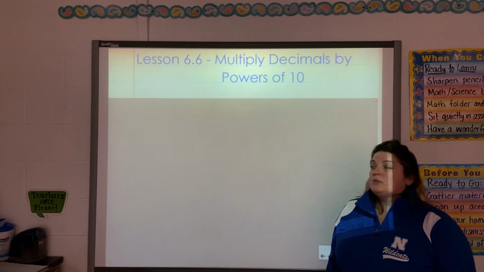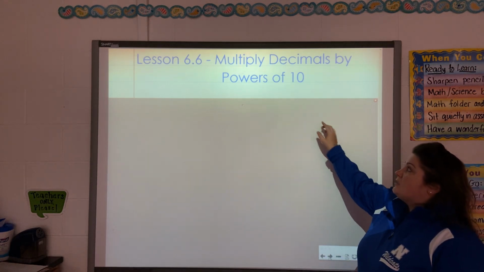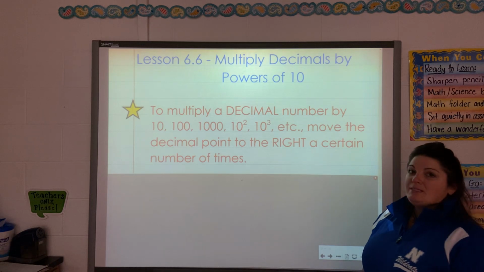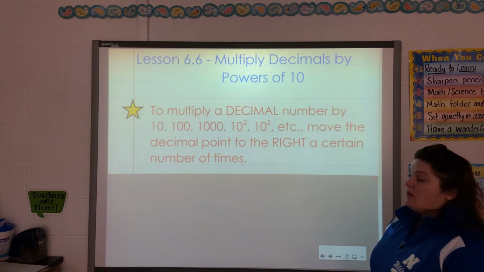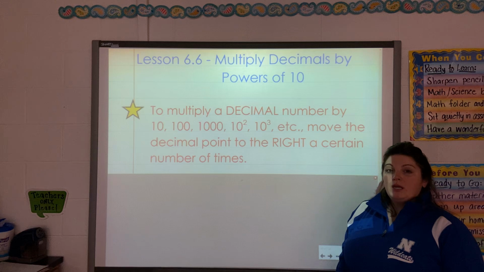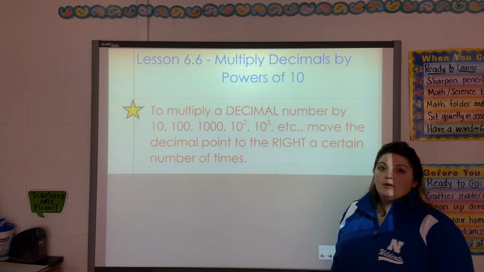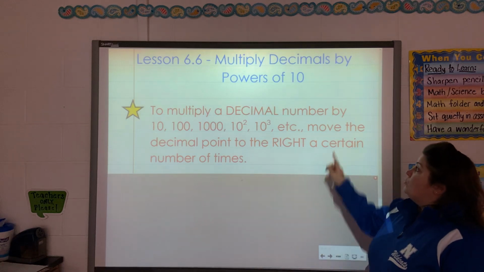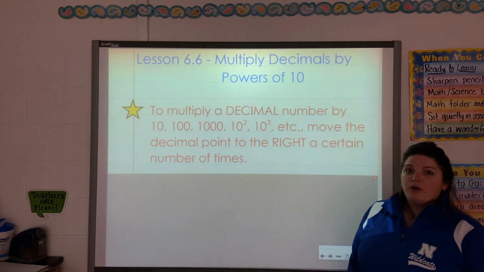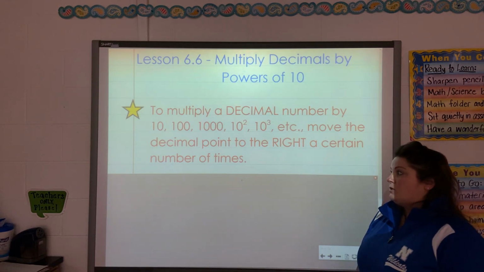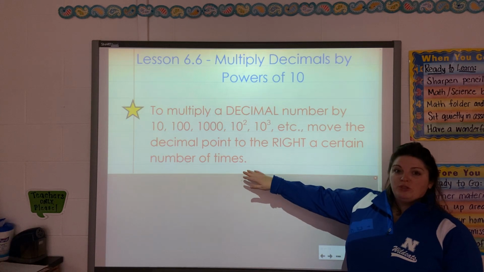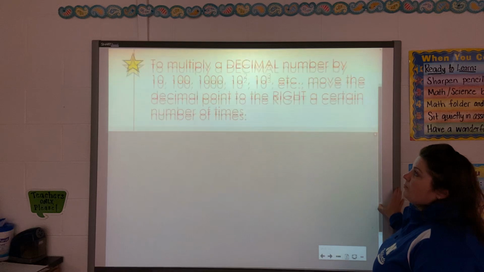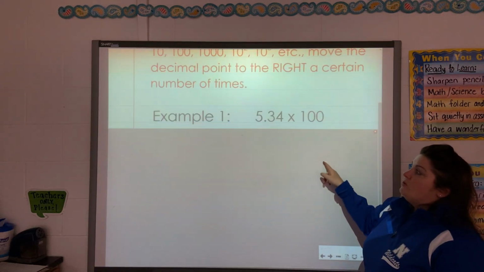All right, let's take some notes. Today we are multiplying decimals by powers of 10. To multiply a decimal number by 10, 100, 1,000, or 10 to the second power, 10 to the third power, etc., these are powers of 10, you move the decimal point to the right a certain number of times. I'm going to show you how to determine how many times you move that decimal point to the right. Let's look at our first example.